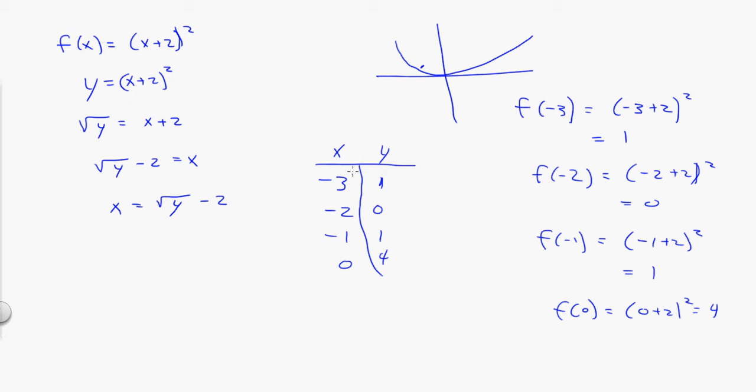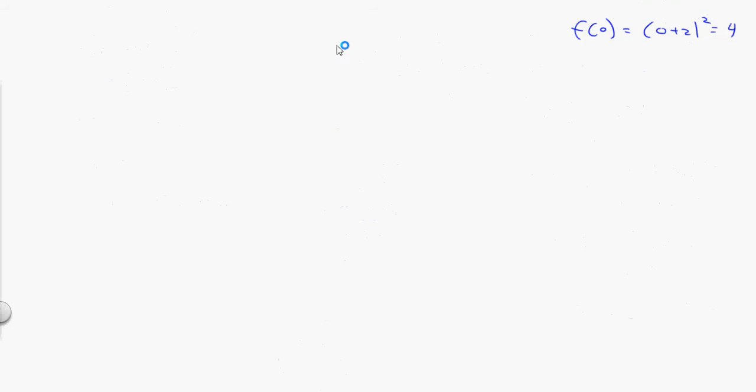Let me make it a little more clear. At minus 3 I'm at 1, at minus 2 I'm at 0, at minus 1 I'm at 1, and that's where I start to go up. So the important thing is, at this point right here, this is where I start to go up. So the y's start to get bigger. If I can draw that a little bit better, I think you might see it a little bit better.